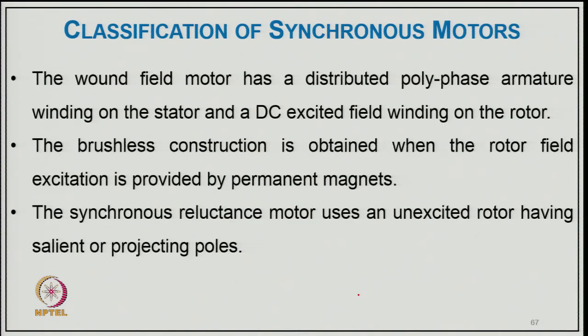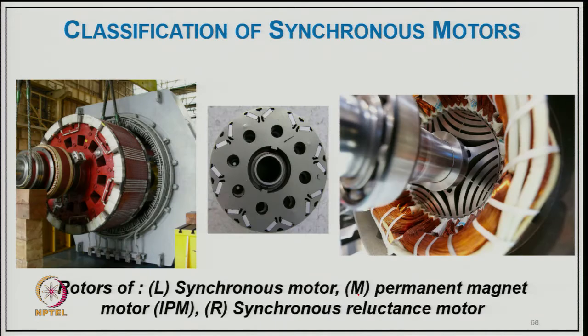So, wound field synchronous motor has a distributed polyphase armature winding on the stator and DC excited field winding on the rotor, and the brushless construction is obtained when the rotor field excitation is provided by permanent magnets, and synchronous reluctance motor uses an unexcited rotor having salient pole or projecting pole. And the typical example here is you can see synchronous motor, permanent magnet motor and synchronous reluctance motor, 3 kinds of motor.